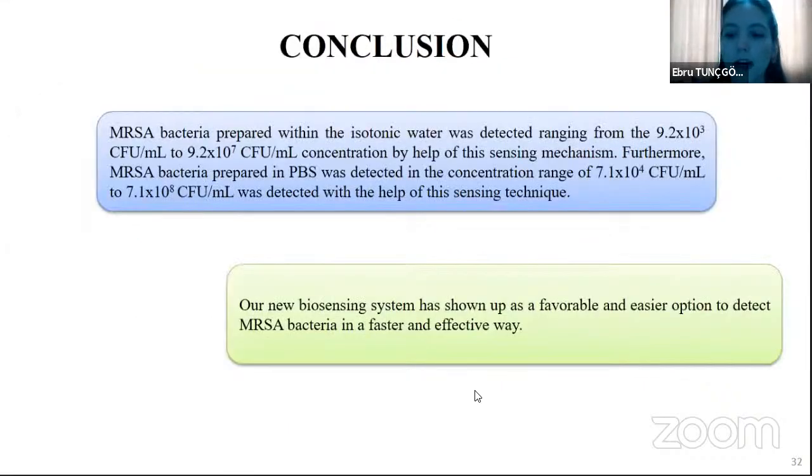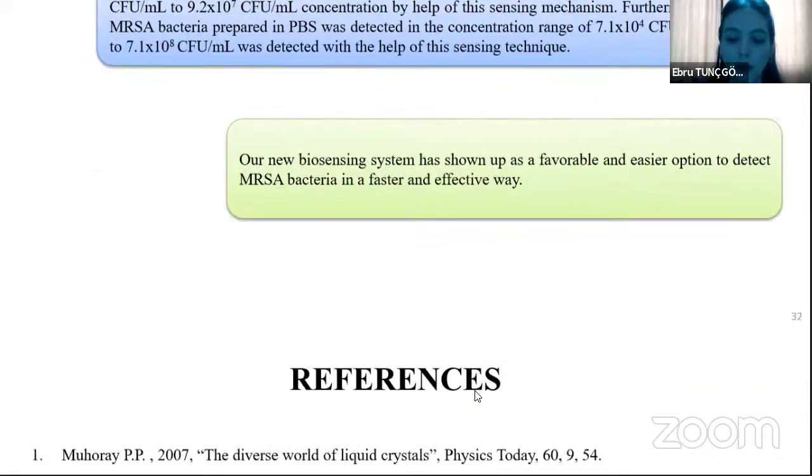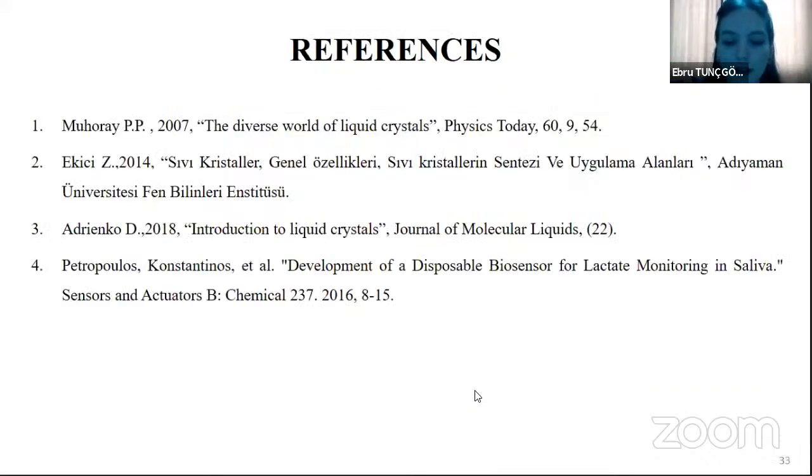Orientation change of the LC molecules led to an essential change in the sample reflection, as seen in A to B. As all the results were examined, the change in the optical texture of the LCs and the change in the reflection values were consistent. In conclusion, our new biosensing system shows a favorable, easy option to detect MRSA bacteria in a faster and efficient way. That brings me to the end of my presentation. Thank you for listening to me.